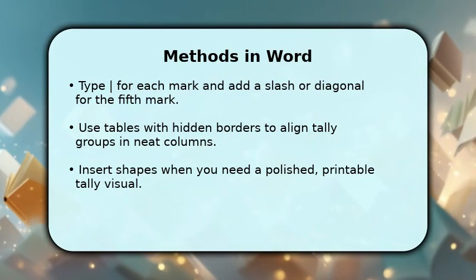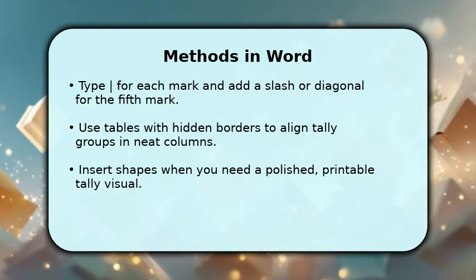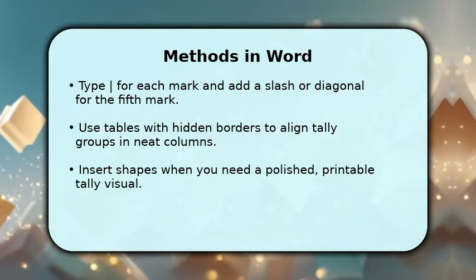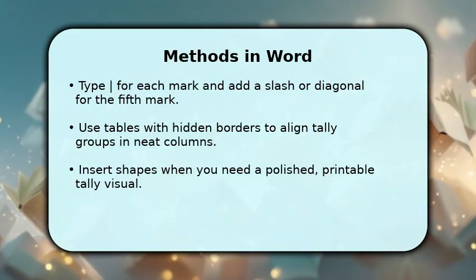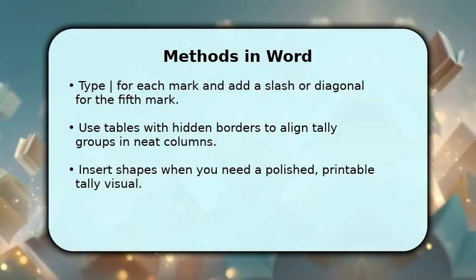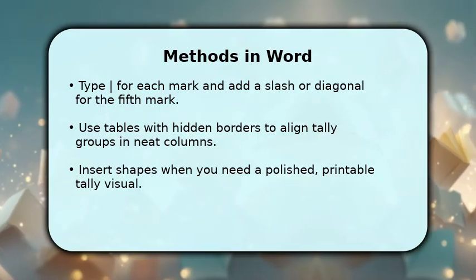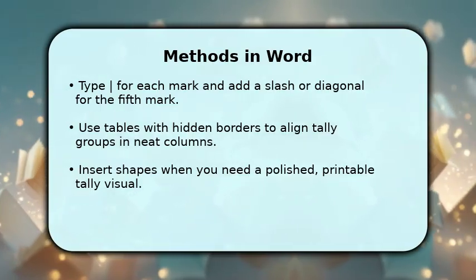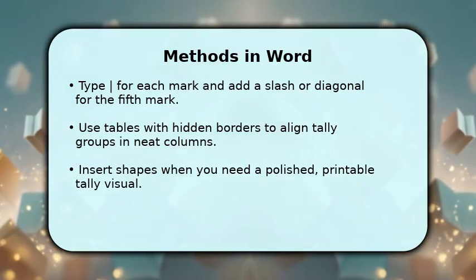Start with simple keystrokes. Type for each mark, then add a diagonal for the fifth using slash or a stroke character. Use tables with borders removed to align groups in columns, or draw lines and group shapes for a polished look. For counting large totals, use find and replace to replace 5 vertical marks with a grouped symbol. Always check alignment and font sizes so tallies remain readable when printed or shared.